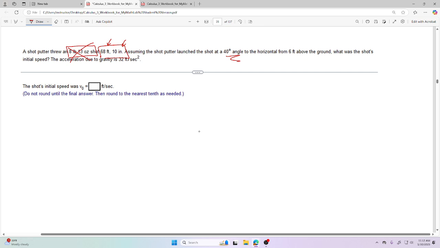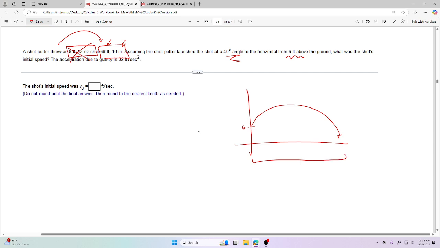So I don't think this matters. And this guy here, oh, he threw it. That's a range. But we have to keep in mind that it was 6 feet above, and I think that's going to throw off our range formula. So we're actually starting here at 6, and then it does this, and we got in the end 68 feet 10 inches.